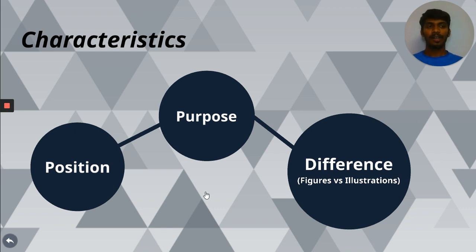Difference: if you're an art or a design student, you will probably use a lot of drawings, paintings, and illustrations, and all of them will be put in a list of illustrations. In any other subjects, it's very common to use charts, graphs, and other roadmaps, which will be put in a list of figures. Now I'll be showing you an example.